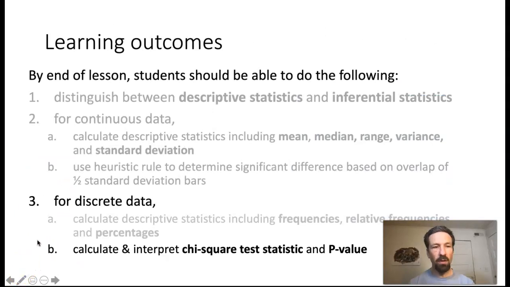To return to our learning outcomes, in the previous lesson, we talked about many of these topics that are grayed out here. In this lesson, we focused in specifically on discrete data, and we went over how you can calculate and interpret chi-squared test statistics, as well as p-values.